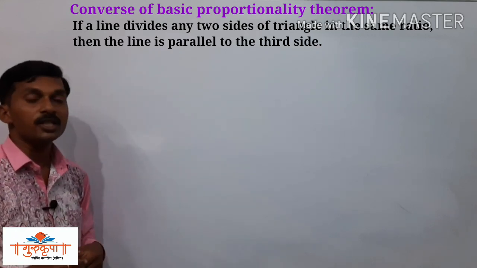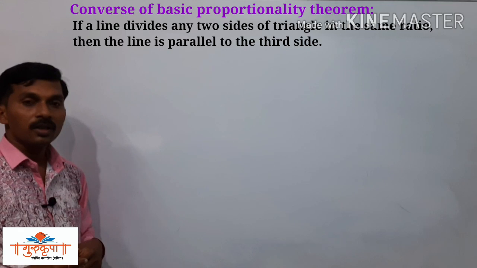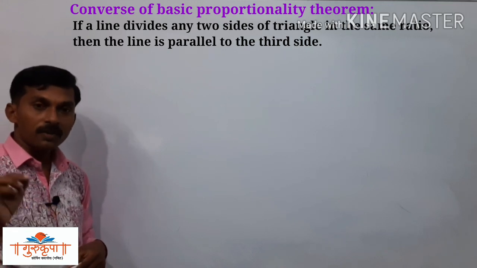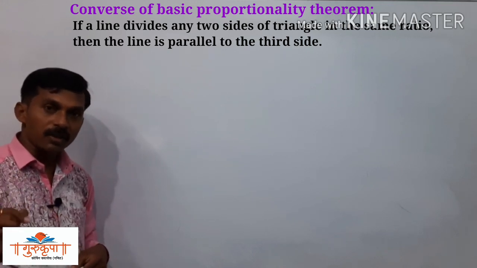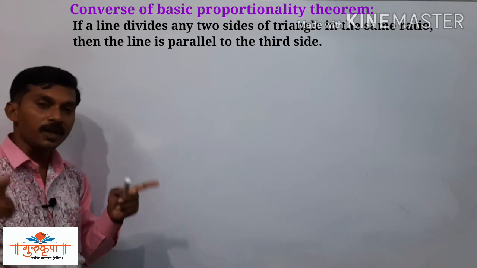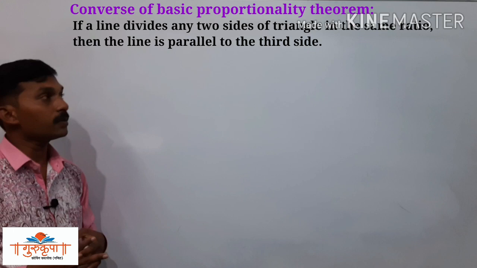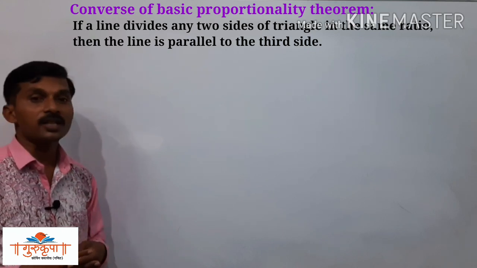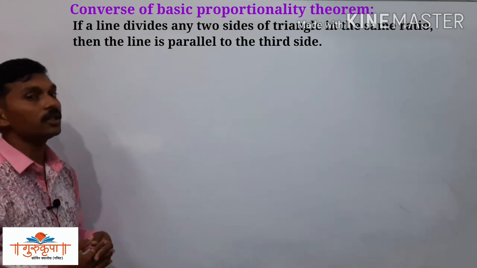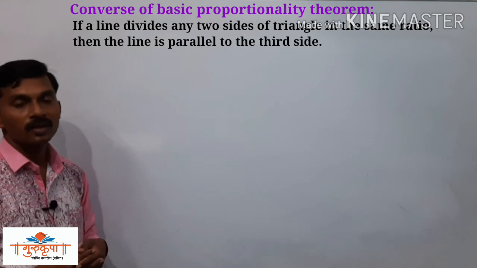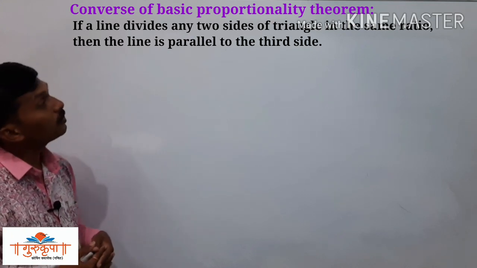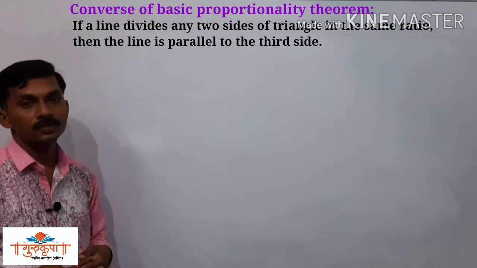What is that theorem? Basic proportionality theorem. In a triangle, if a line is parallel to a side of the triangle, then that line divides the remaining 2 sides proportionally. That is the theorem, basic proportionality theorem, or you can say it as Thales theorem. And now here we have to study the converse of Thales theorem or converse of basic proportionality theorem.